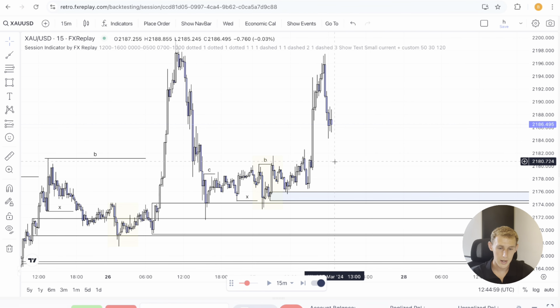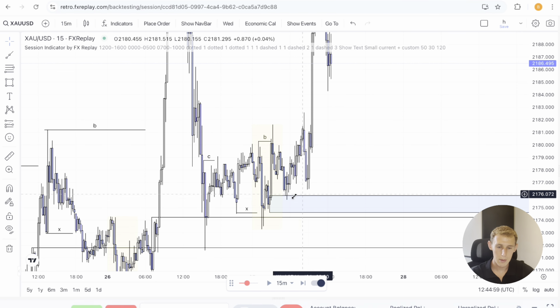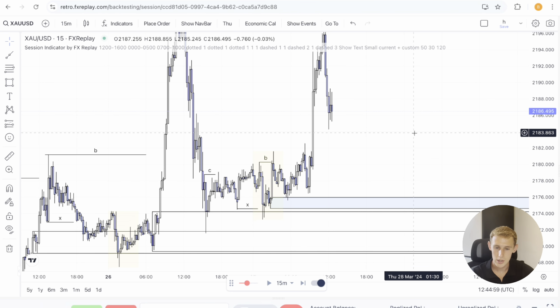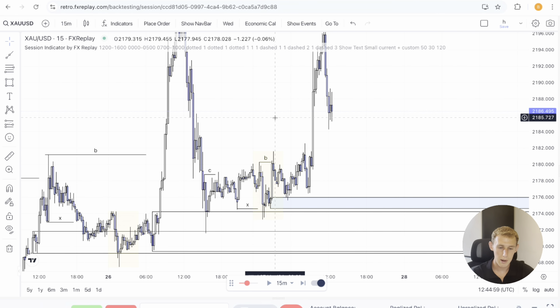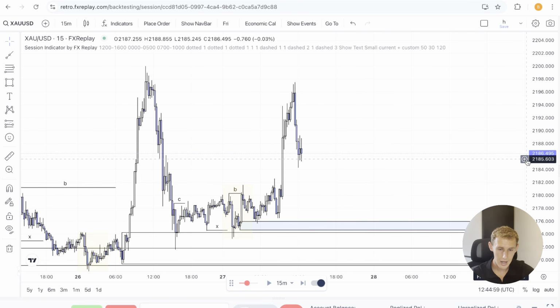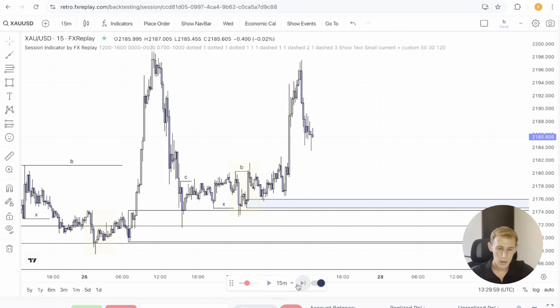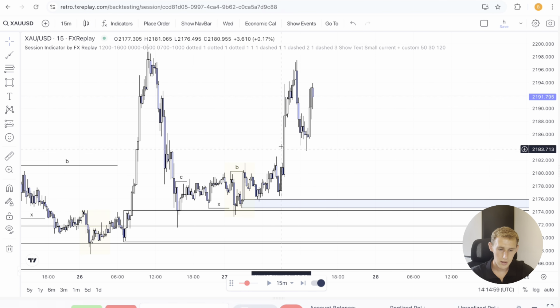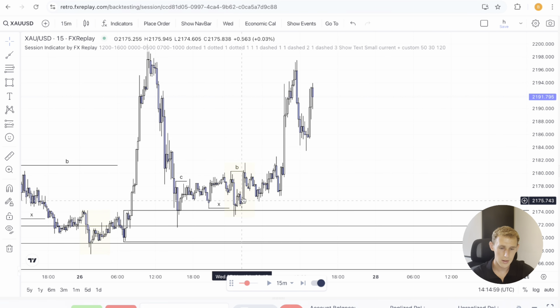But yeah, there we go. Nice one. So like I said, ideally we would have been able to enter from a limit on the demand, but because price had already pushed away when London opened, I was happy just to do market execution instead. Price is pulling back again. Maybe we can see it come into this demand. Let's have a look.